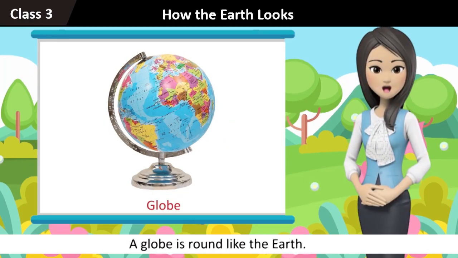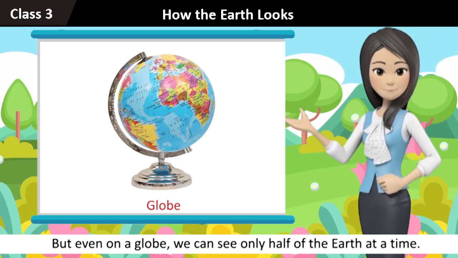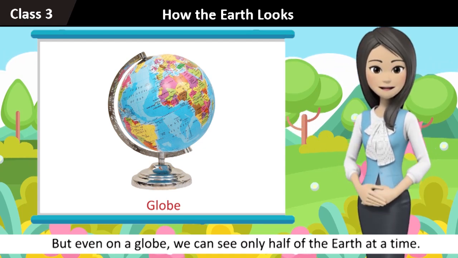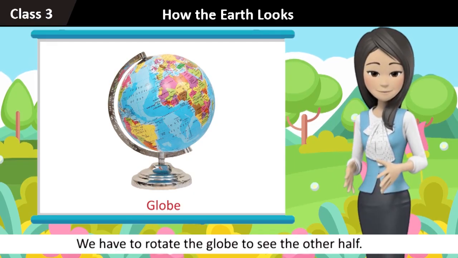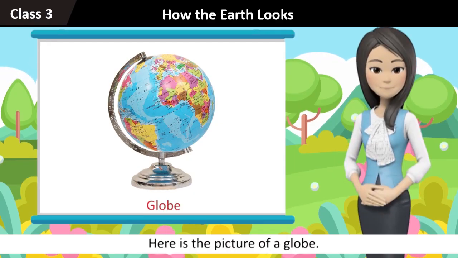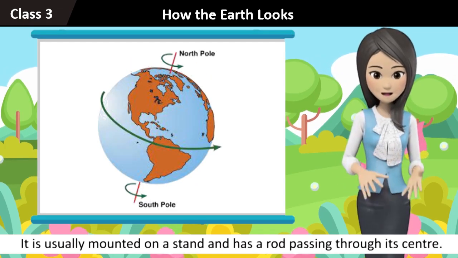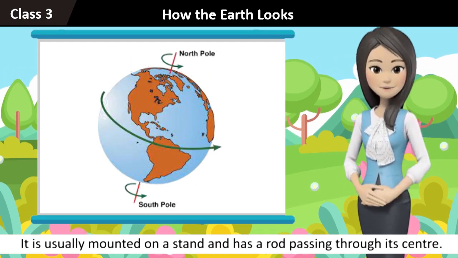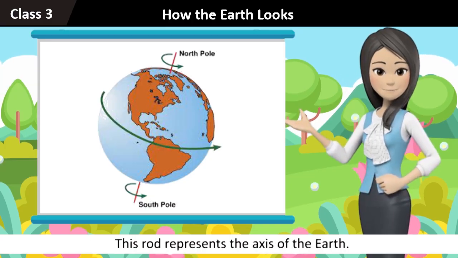A globe is round like the Earth, but even on a globe, we can see only half of the Earth at a time. We have to rotate the globe to see the other half. Here is the picture of a globe. It is usually mounted on a stand and has a rod passing through its center. The rod represents the axis of the Earth.